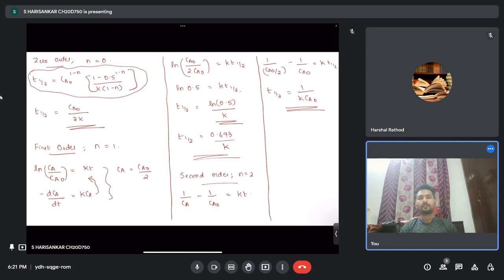Right. So we can keep doing this for third order or even higher orders and so on. So basically this is what we mean by half-life. Half-life is nothing but the time required for the reaction to reach 50% of its completion, or 50% of the conversion. So the conversion will be 50% of the reactant, right? Okay.